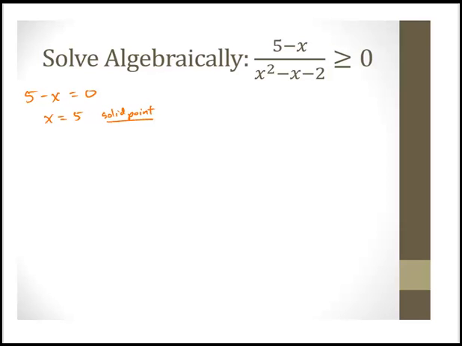Setting the denominator to 0. X squared minus x minus 2 equals 0. That factors as x plus 1 by x minus 2. So x plus 1 is 0, which means x equals negative 1. X minus 2 equals 0, which means that x equals 2. And since these are critical values from the denominator, these will get open points.